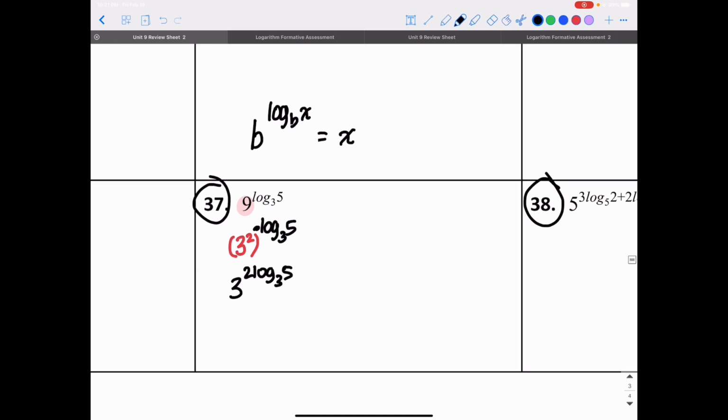In the exponent, 2 log base 3 of 5, I want to change that so it doesn't have a coefficient. It doesn't have a coefficient here in the property. So I'm going to take that coefficient and make it an exponent instead, an exponent for what's inside of that logarithm. That's going to be 3 to the log base 3 of 5 squared. So inside of that logarithm, I have 5 squared. This tells me my answer is 5 squared, or 25.